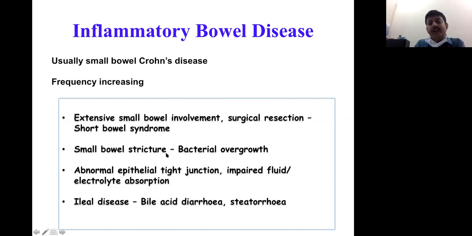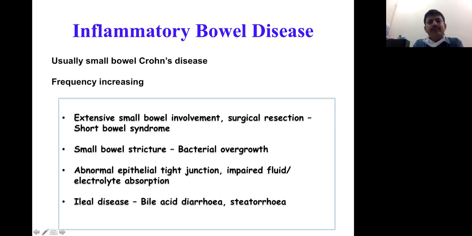There may be abnormality even at a microscopic level. There will be abnormal tight junctions, lipid imbalance, etc. And finally, because of ileal disease, there will be problems with bile absorption as well as B12. So therefore, in these patients, the mechanism of malabsorption is multiple. Now, I'm not going to discuss the management of IBD because there is a whole lecture lined up later in this series on management of IBD by AJ.